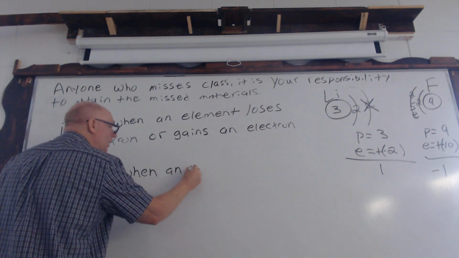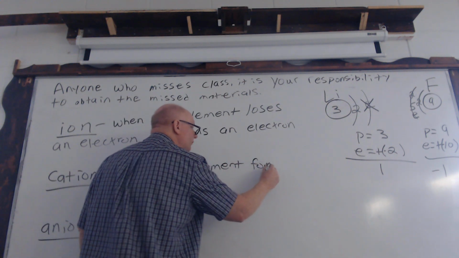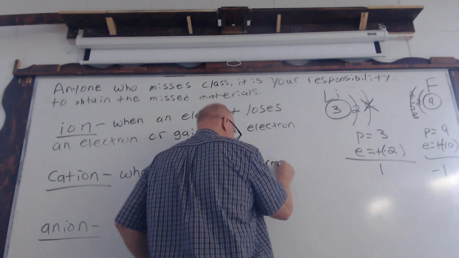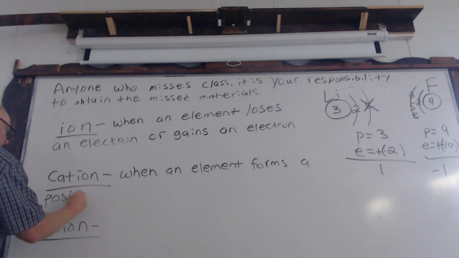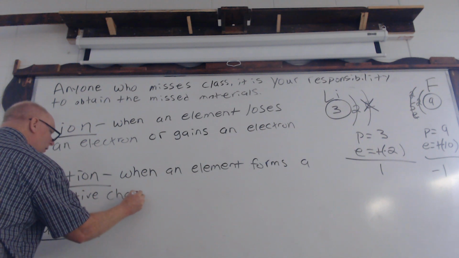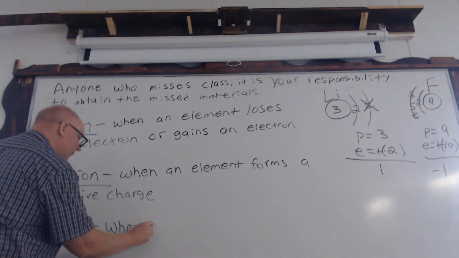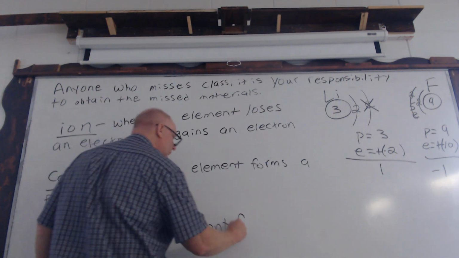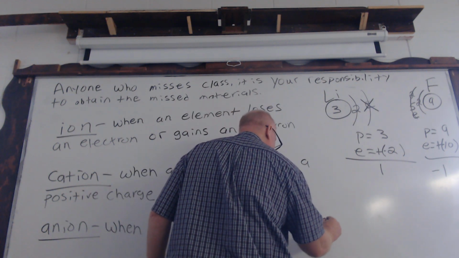When an element forms... so then, what would we say about an anion then? It forms a negative charge. Anion.